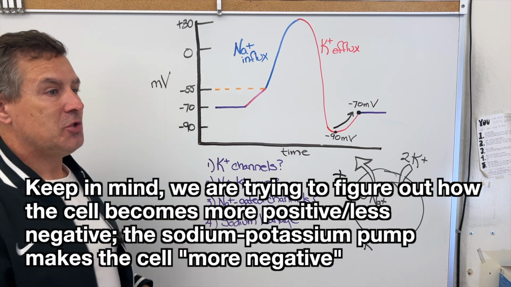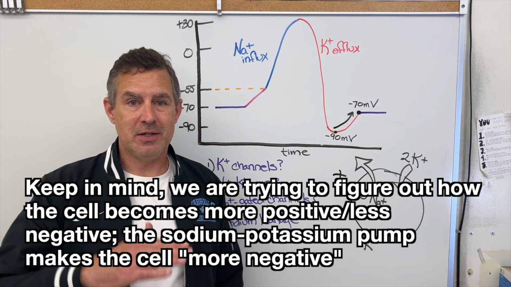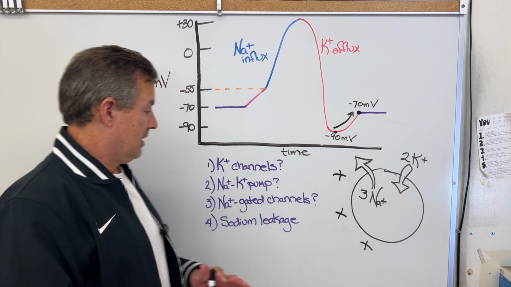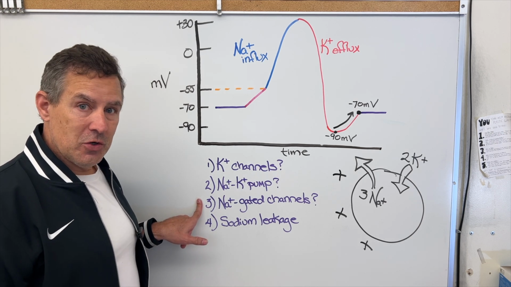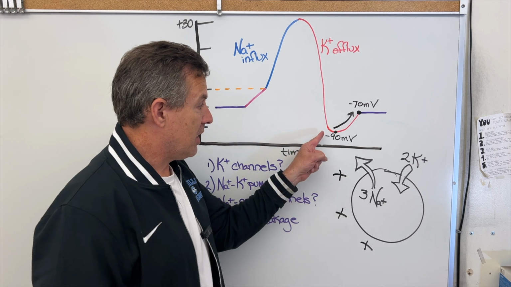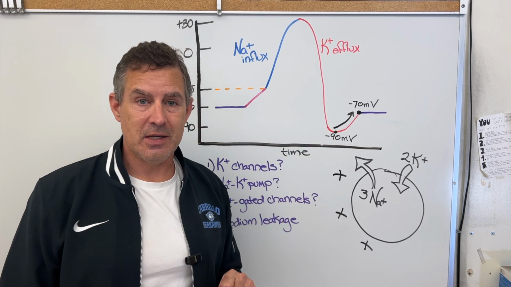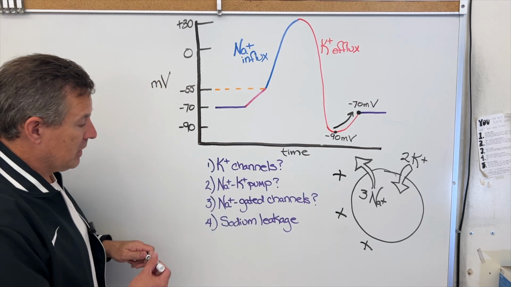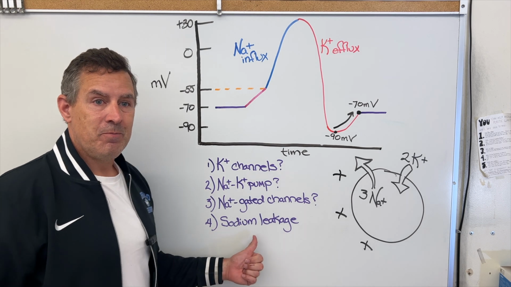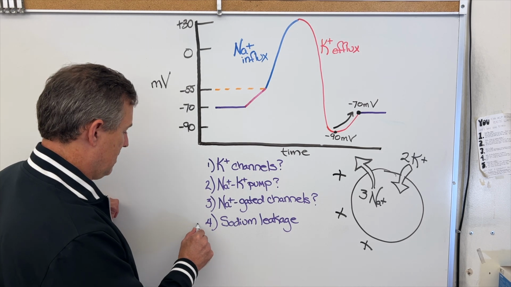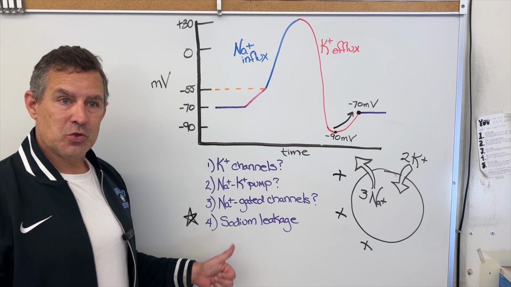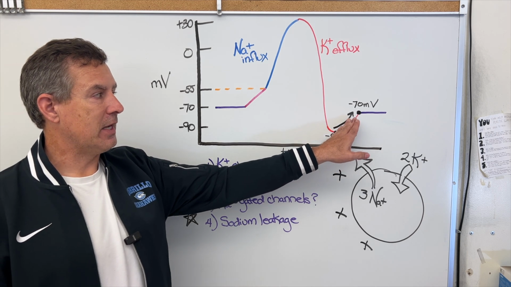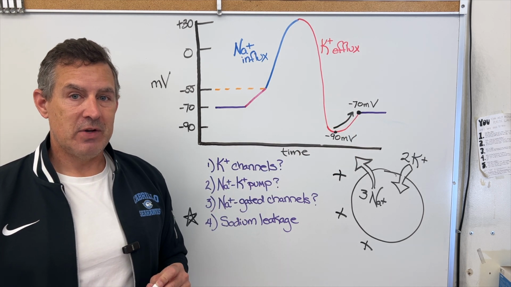Sodium gated channels are not an option because we already discussed that those sodium gated channels open and close very swiftly. So these sodium gated channels are closed. Now, if they were open, certainly that would cause it to go from -90 to -70 because -70 is less negative or more positive. So the only reasonable answer is the sodium leakage channels. These sodium leakage channels, which are always open, allow sodium to continue leaking into the cell, bringing the cell back up to -70 millivolts.